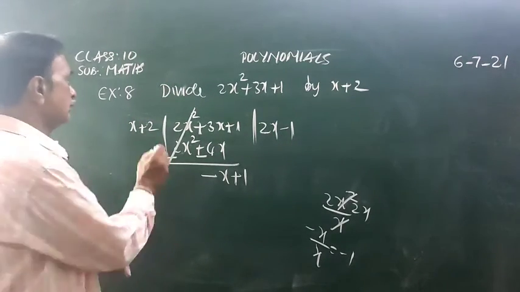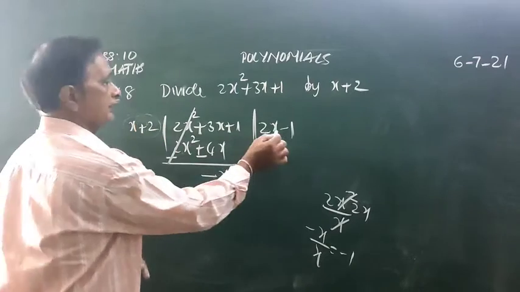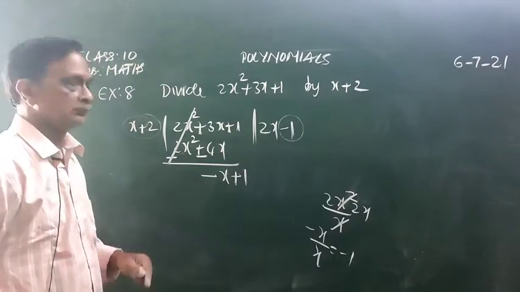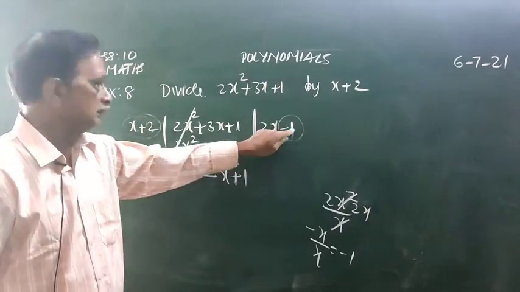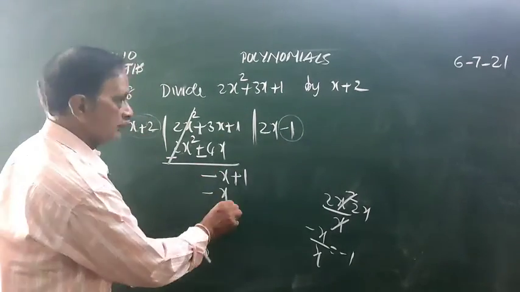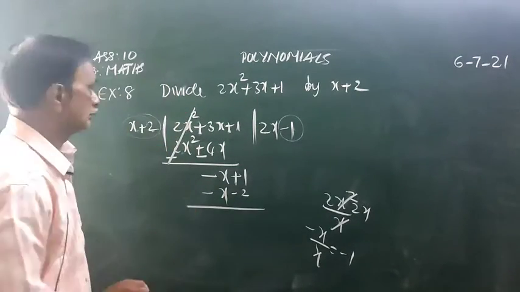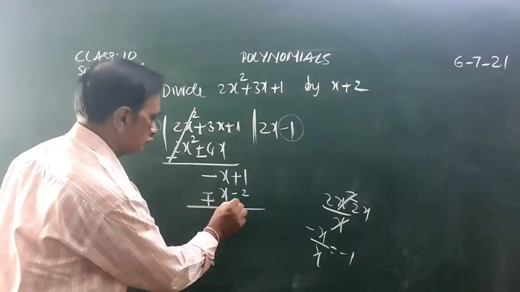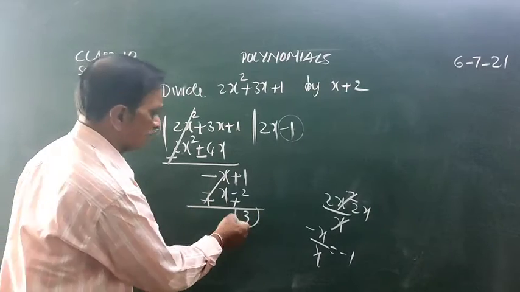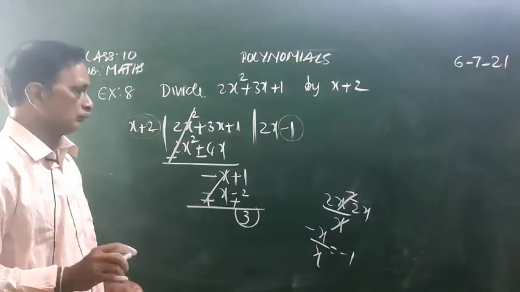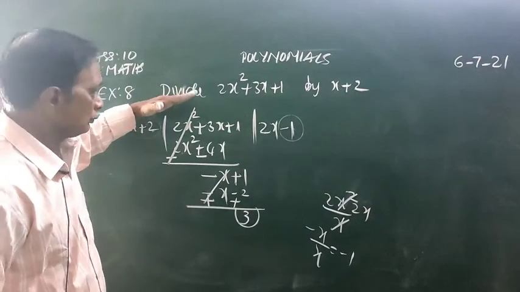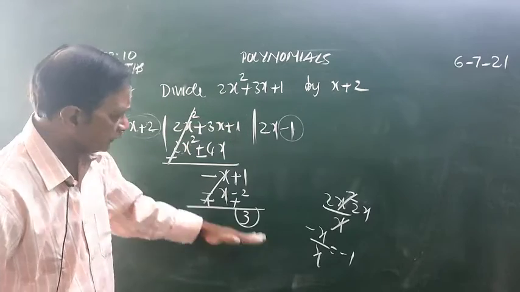What is the second step? Multiply this divisor by the second term of the quotient obtained. x plus 2 into minus 1. Minus 1 into x, minus x. Minus 1 into plus 2, minus 2. Subtract. What is the remainder? 3 is the remainder. So you have to continue the division.